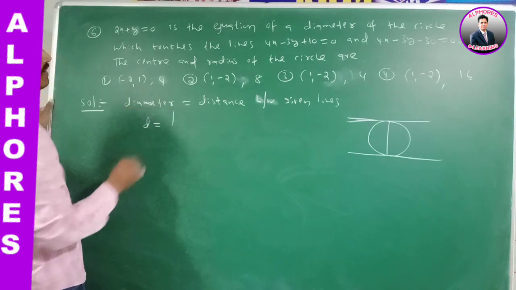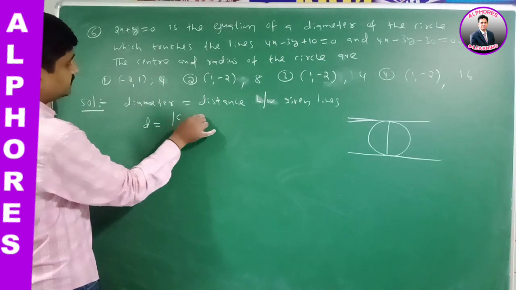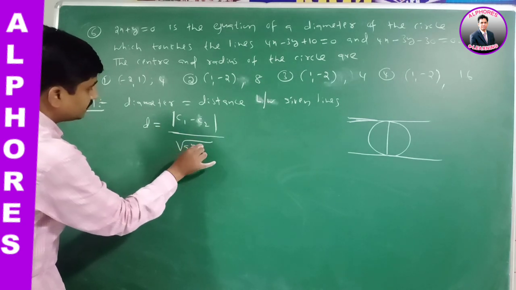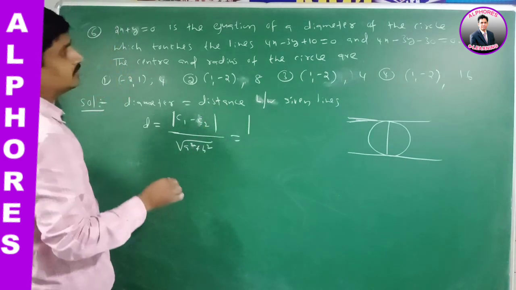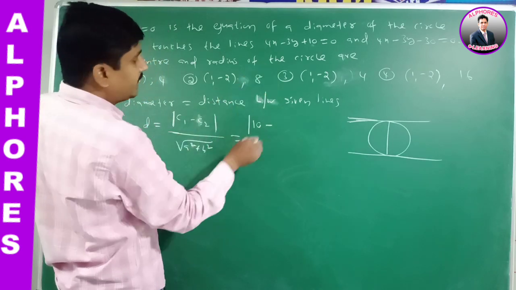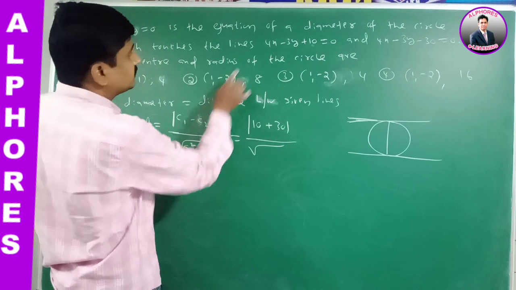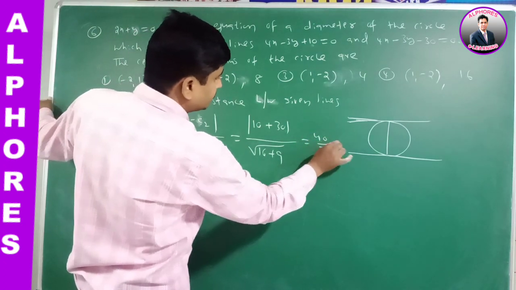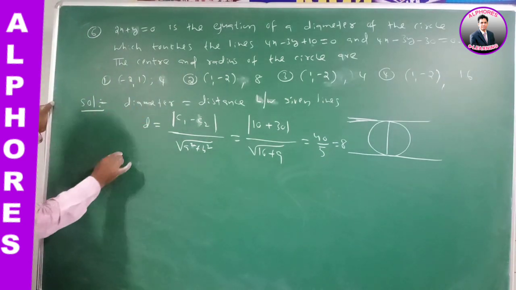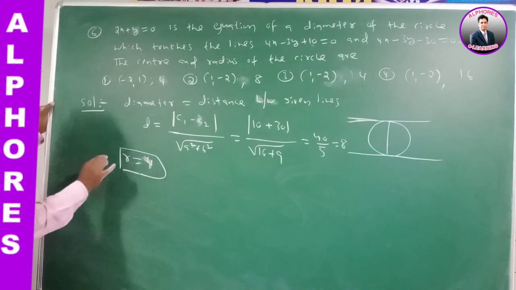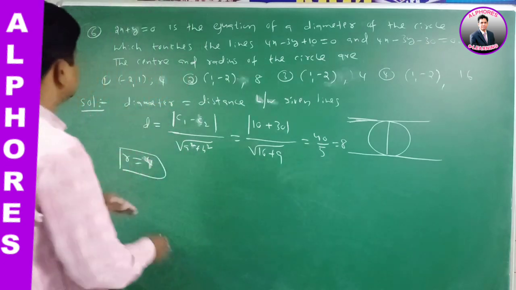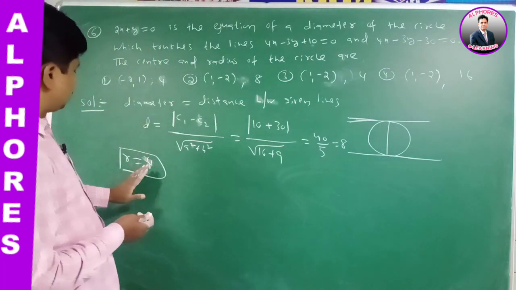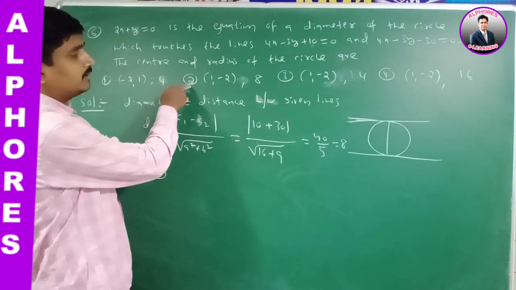D equals, according to the distance between parallel lines formula, modulus of c1 minus c2 by the square root of a squared plus b squared. See, c1 value is 10, c2 is minus 30, so it is plus 30, by the square root of a squared 16 plus b squared 9. This is 40 by 5, which equals 8. Here D equals 8, therefore r equals 4. The radius of the circle is 4. From the options, radius 4 appears in the first option and third option. Therefore options 2 and 4 are eliminated.